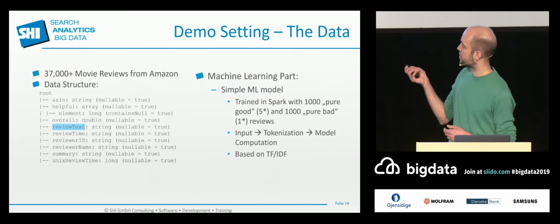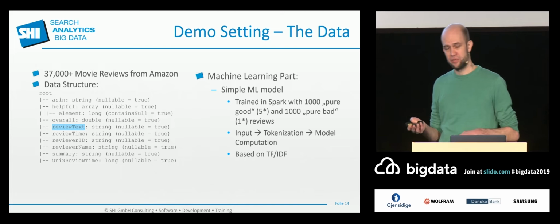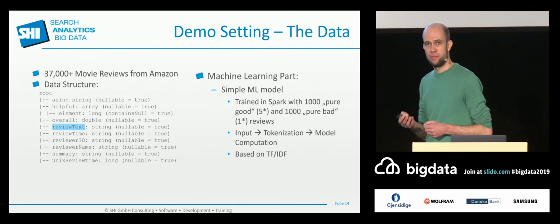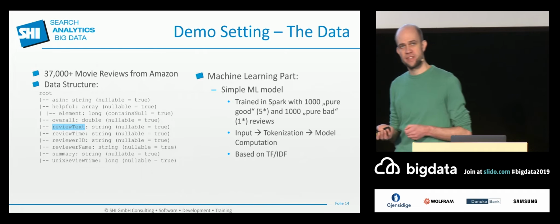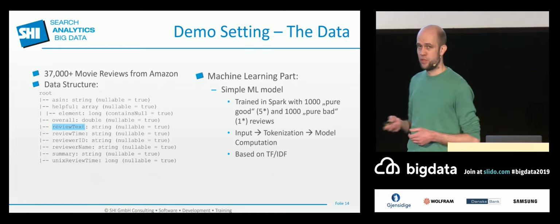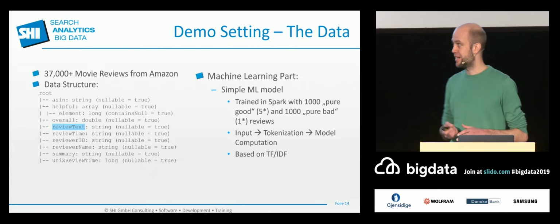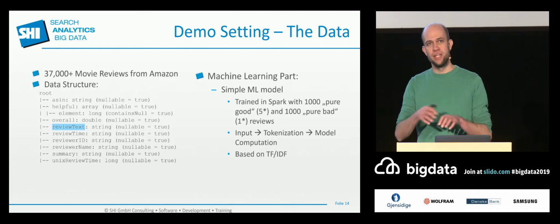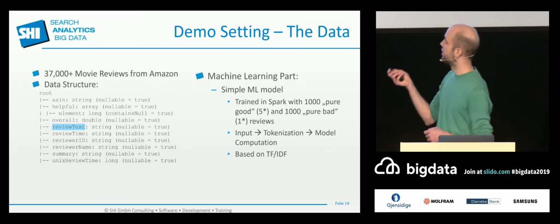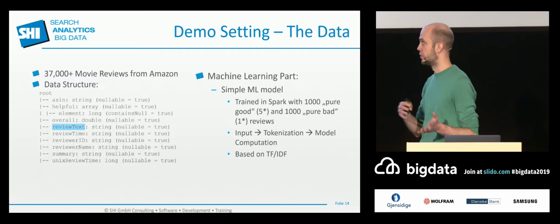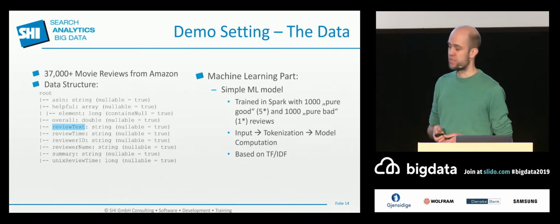And we are doing something which is called a TF-IDF model. TF stands for term frequency, so how often does a term occur in the review text. And IDF stands for inverse document frequency, and inverse document frequency means how rare is my term in my document collection, and the document collection is the 1,000 pure good and pure bad reviews in our case.